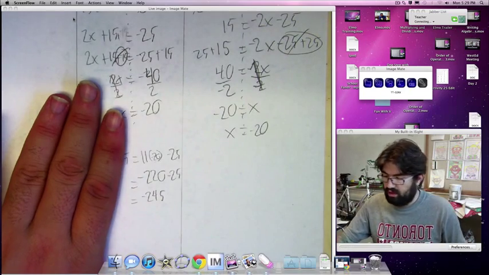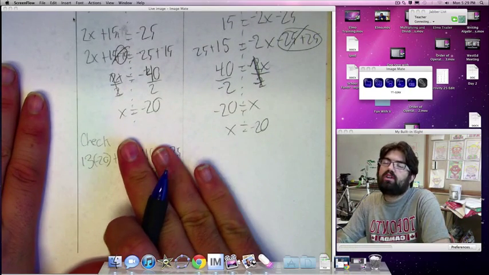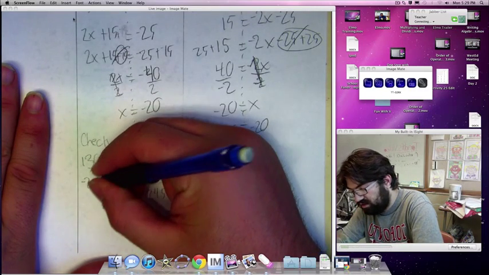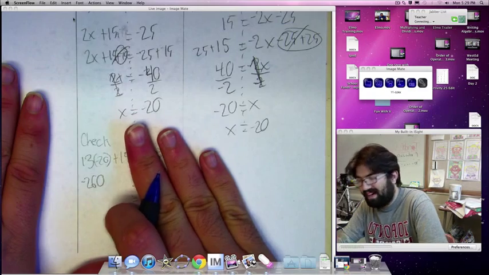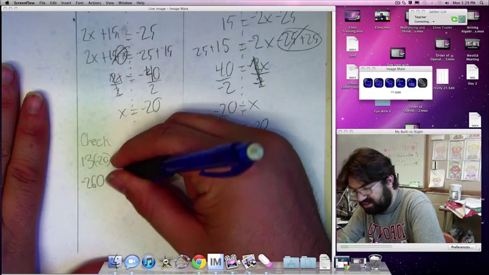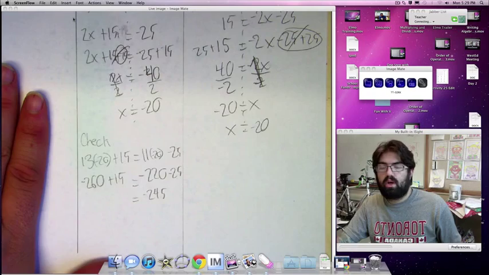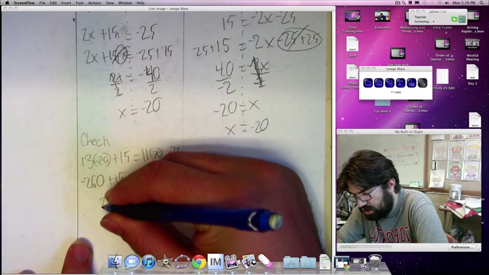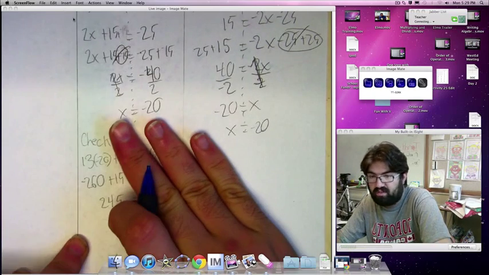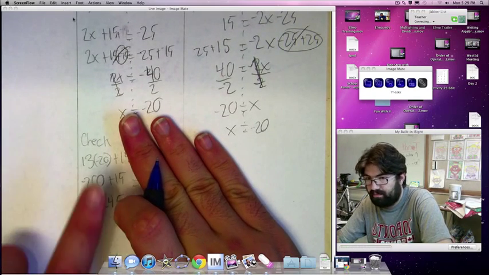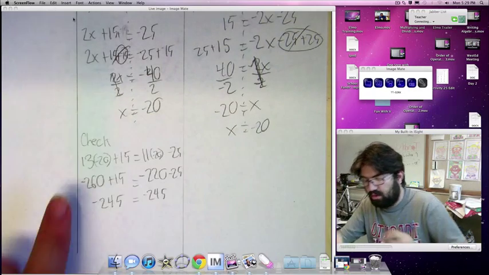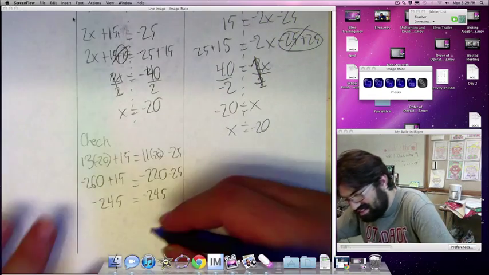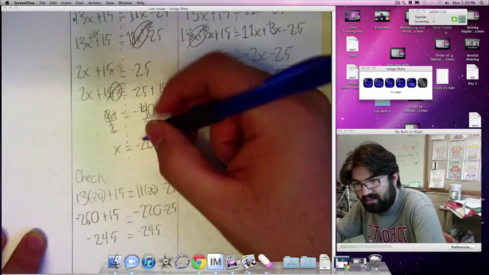Let's look at the other side. 2 times 13 is 26, negative 26, add a 0. But I'm adding positive 15, which really means I'm taking away from the negatives, so I'm subtracting, and I should get 245. But what's bigger, negatives or positives? Negatives are bigger, so it's negative 245. Hey, look, they're equal. So x does equal negative 20.